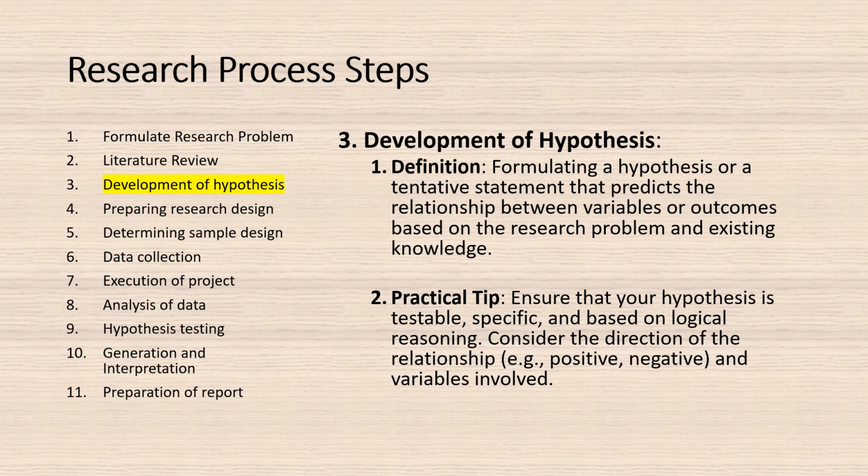Research process steps: 3. Development of hypothesis. Definition: formulating a hypothesis, or a tentative statement that predicts the relationship between variables or outcomes based on the research problem and existing knowledge. Practical tip: ensure that your hypothesis is testable, specific, and based on logical reasoning. Consider the direction of the relationship, e.g., positive, negative, and variables involved.